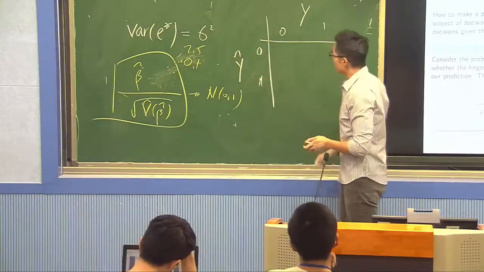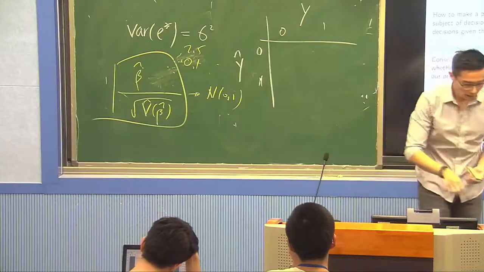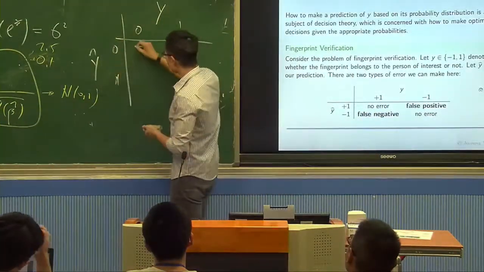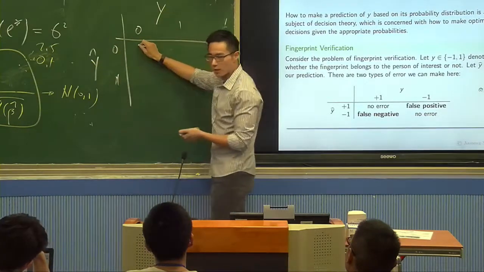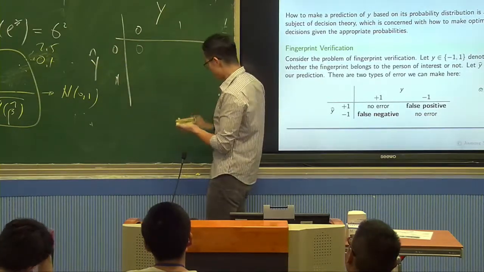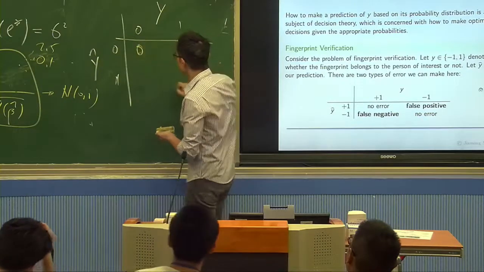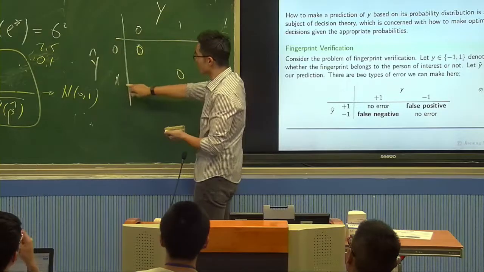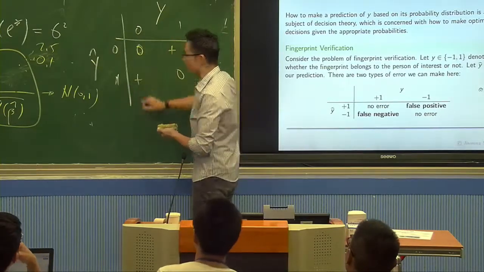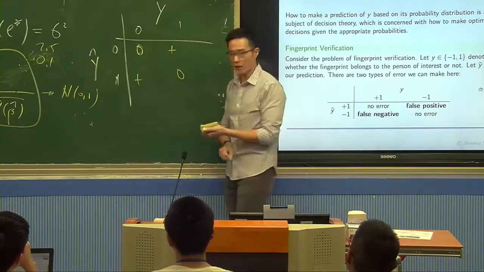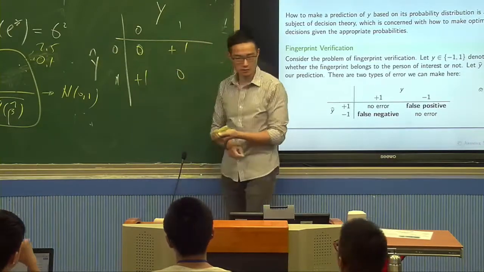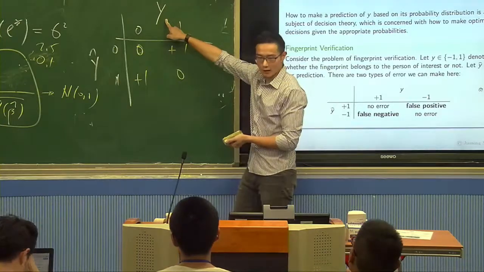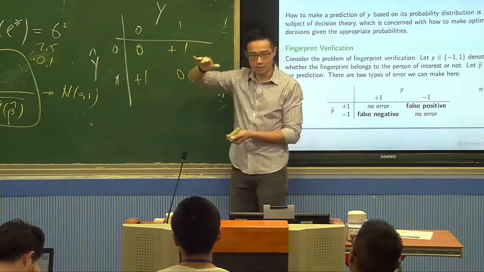Now, if y hat is exactly equal to y, meaning your prediction is correct, then my loss is 0, correct? But if they're incorrect, if it's 0 but the prediction is 1, then we must put some penalty on it, right? The most obvious penalty is the 0-1 loss function. Now, this y is the underlying true y, which you don't know.